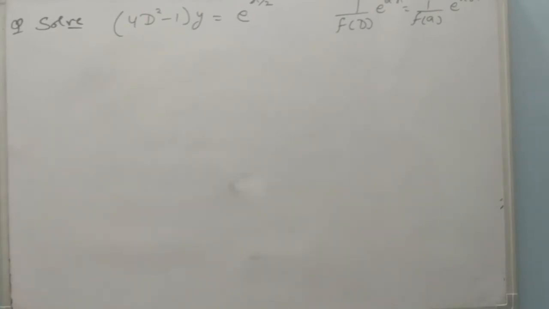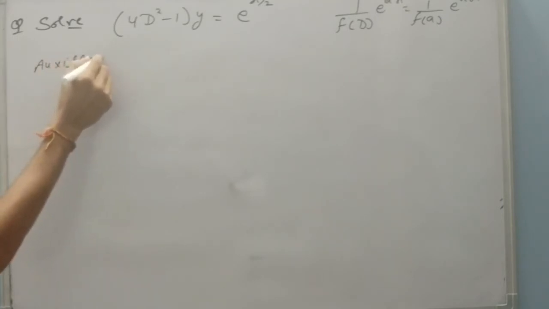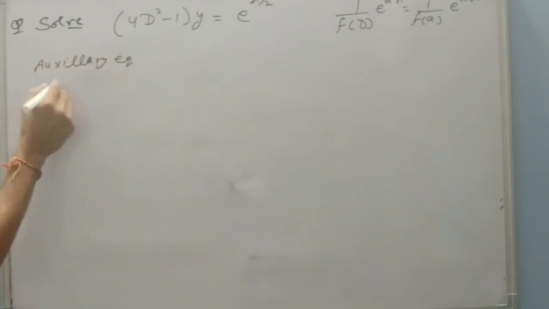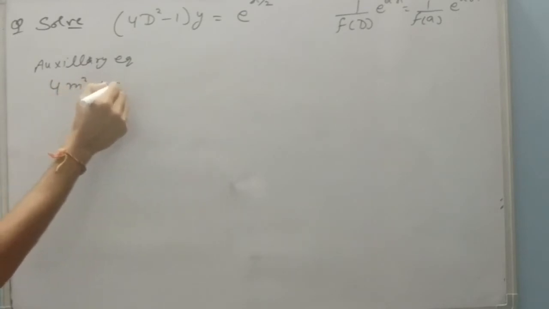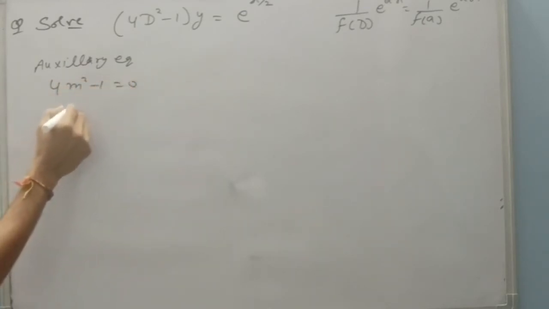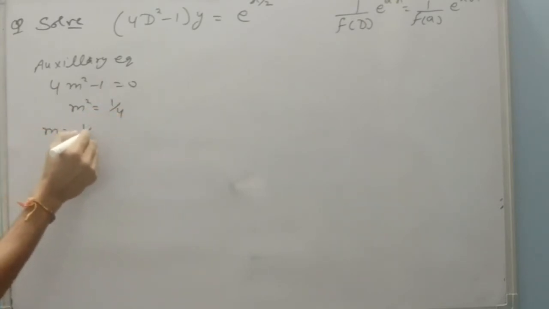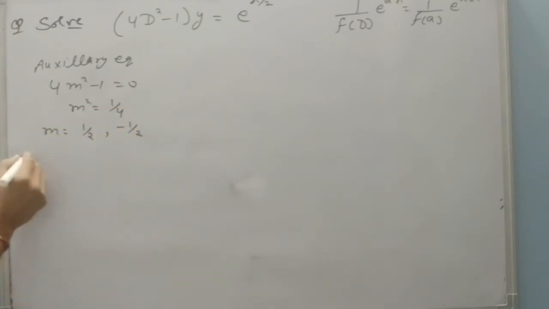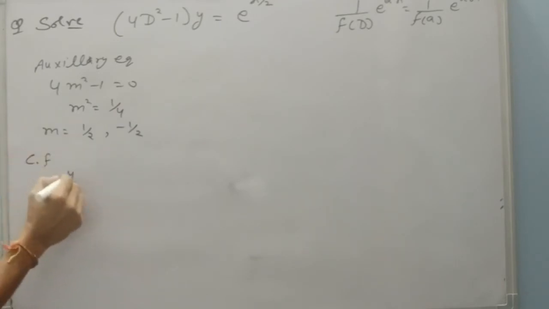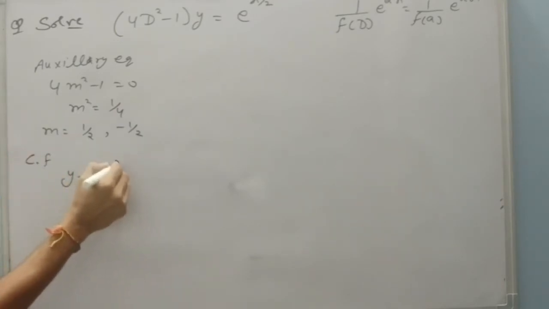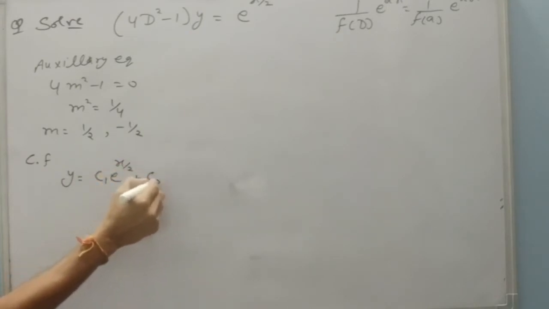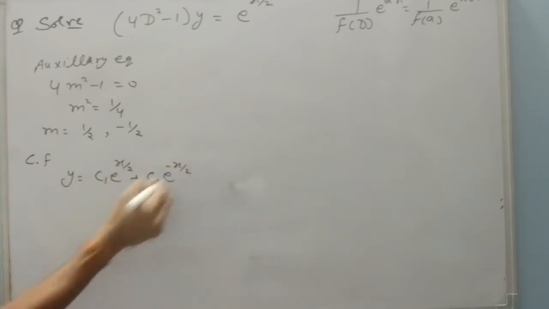Now there is another question. It is a very important question. Be careful while doing this. First of all, for the auxiliary equation, 4m square minus 1 equals 0, or I can say m square equals 1 by 4, or m equals 1 by 2 and minus 1 by 2. So the complementary function y will equal c1 e to the power x by 2 plus c2 e to the power minus x by 2.